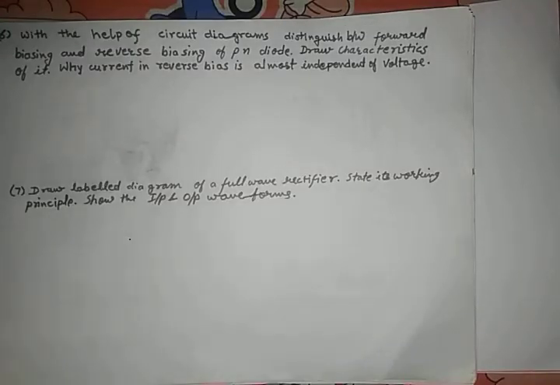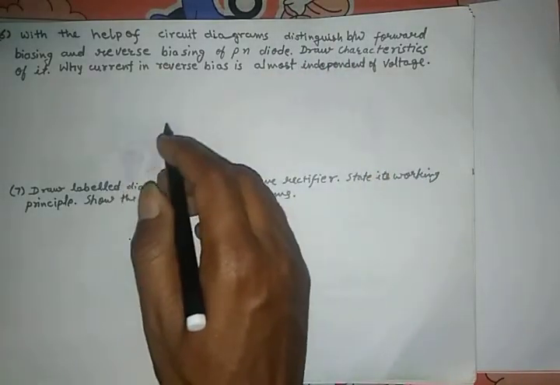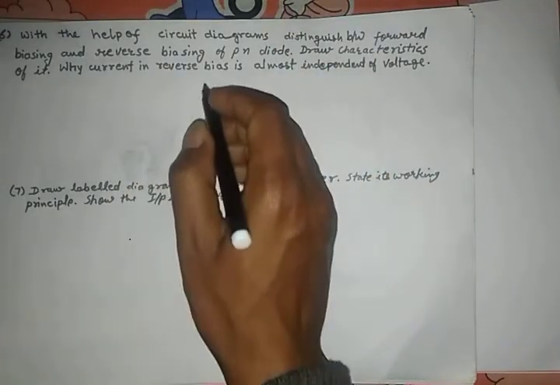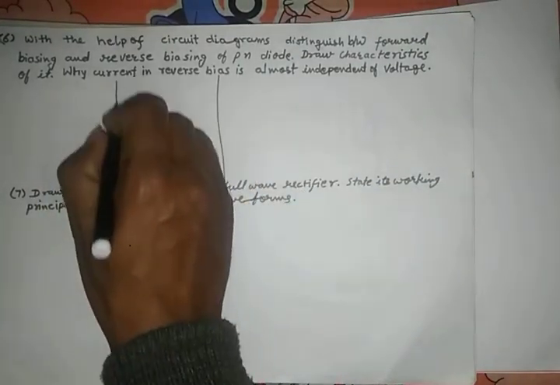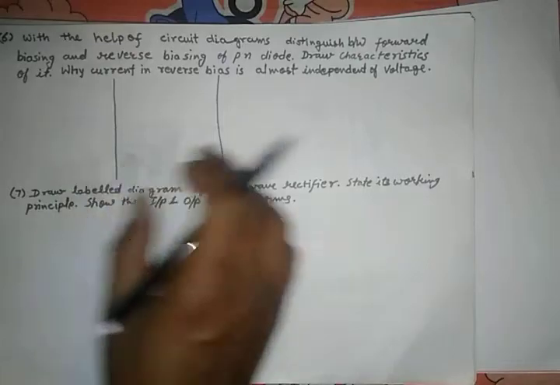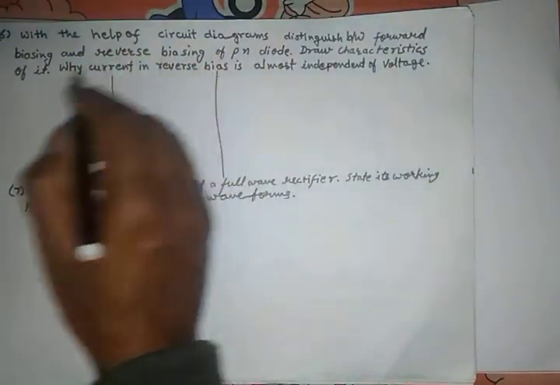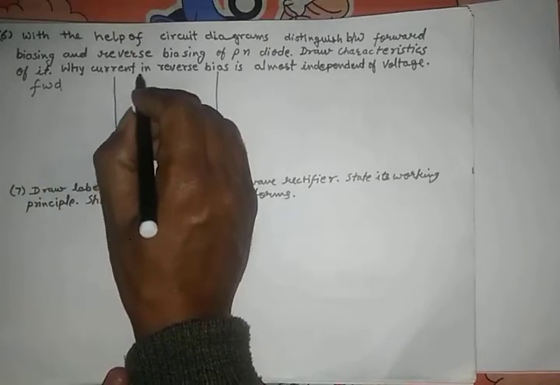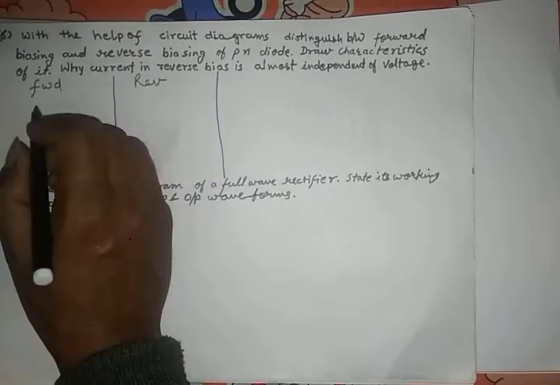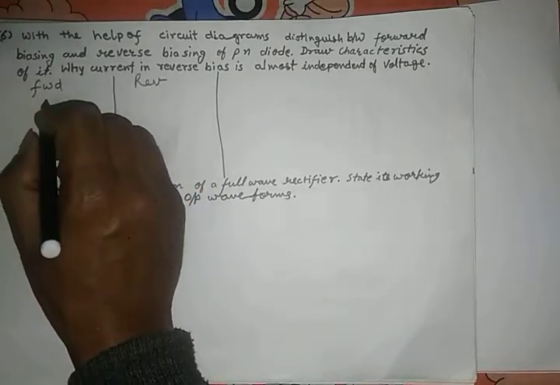Okay, next, with the help of circuit diagram, distinguish between forward and reverse biasing. All right, very little space is there, so I'm dividing into one half and again half. So circuit diagram, here for forward bias, here for reverse bias. So in forward bias, you need to write a one liner for both of them.